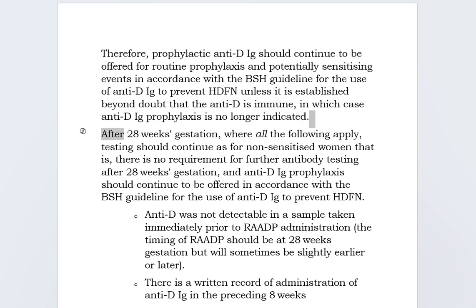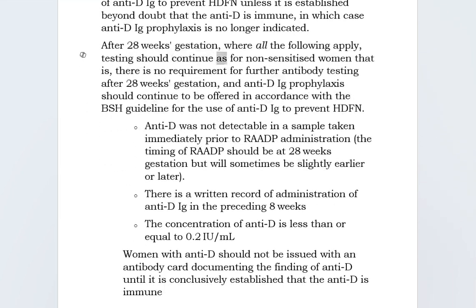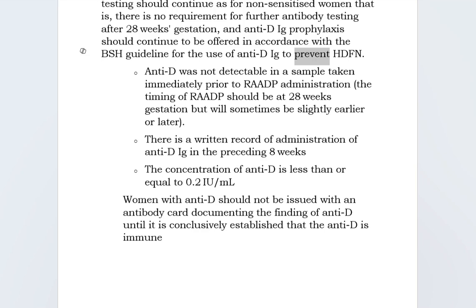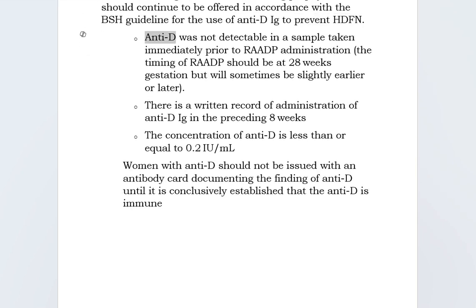After 28 weeks gestation, where all the following apply, testing should continue as for non-sensitized women, that is, there is no requirement for further antibody testing after 28 weeks gestation, and anti-D Ig prophylaxis should continue to be offered in accordance with the BSH guideline for the use of anti-D Ig to prevent HDFN. Anti-D was not detectable in a sample taken immediately prior to RADP administration.